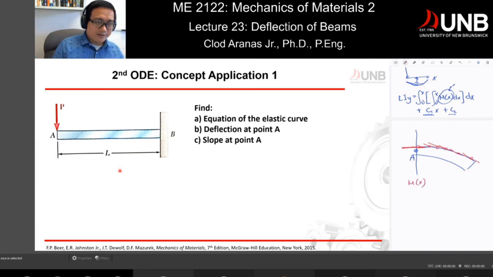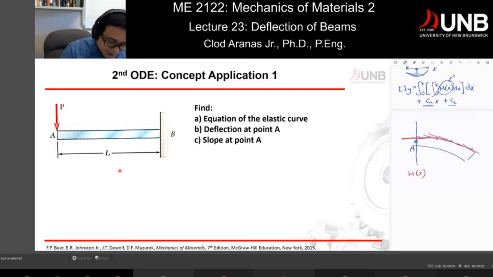We still have around 5 minutes. What we're doing right now is what we call the second order differential equation method, which means that we can see from the equation that it is second order. So now let's look at this concept application number one. We have a beam with a length L. We have a force P. You have a cantilever beam, which is a fixed support. So we know that at point B, I'm going to write it down.